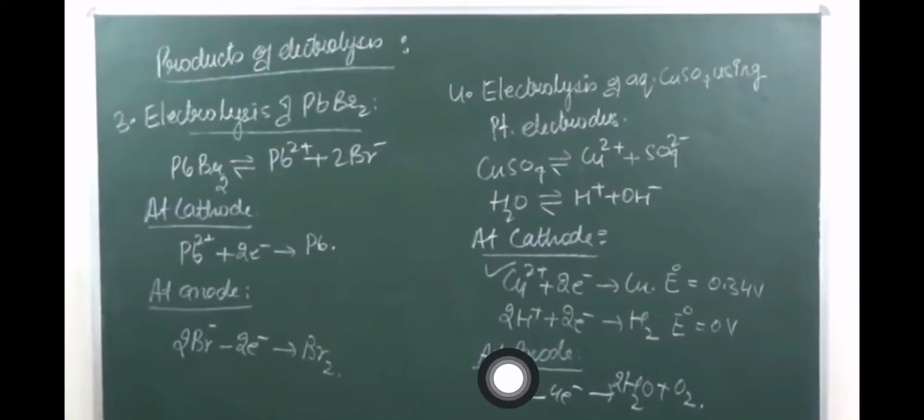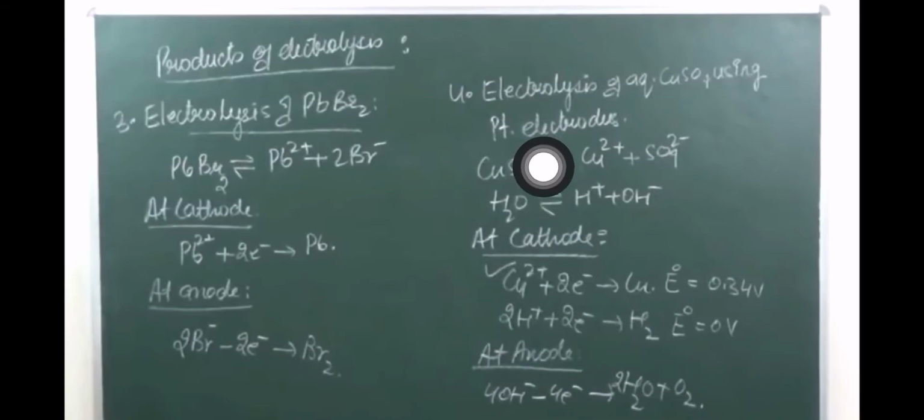So 4 OH minus will lose 4 electrons to give 2 H2O and oxygen gas, O2. Okay, so only one reaction takes place at anode.